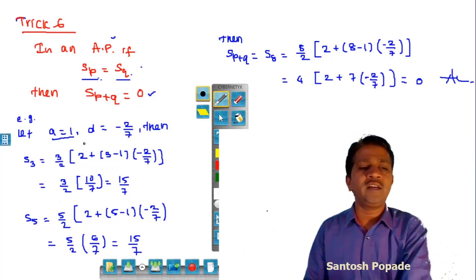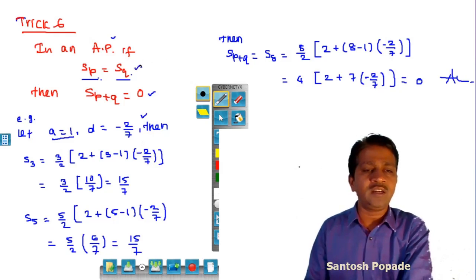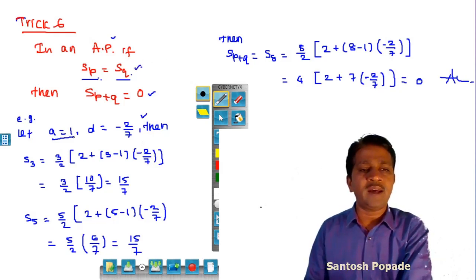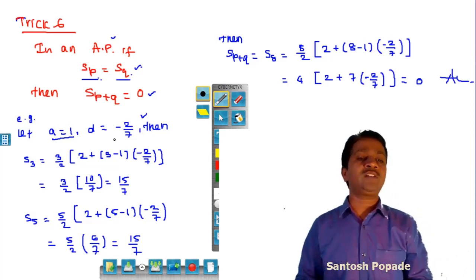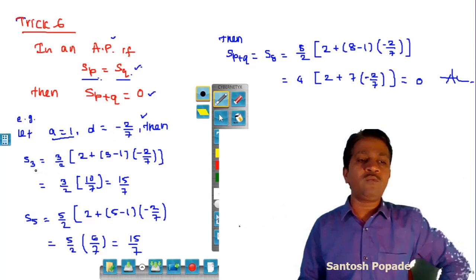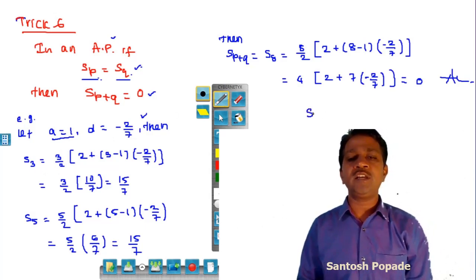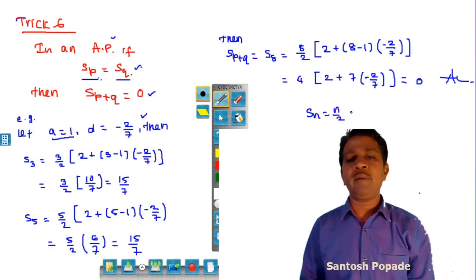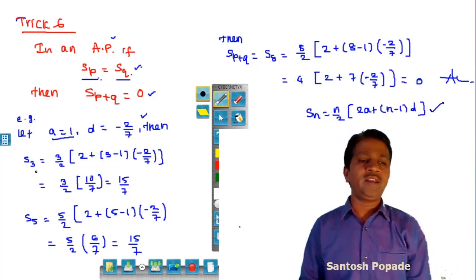So let us see here. I'm considering one particular example. This I have chosen by deriving it using this condition. I have obtained these values of A and D, and now I'm verifying whether this trick works or not. So using the formula for the sum of n terms, I know the formula. It is SN equals n by 2 in bracket 2a plus n minus 1 into d. This is the formula. Using this formula, I have obtained S3.